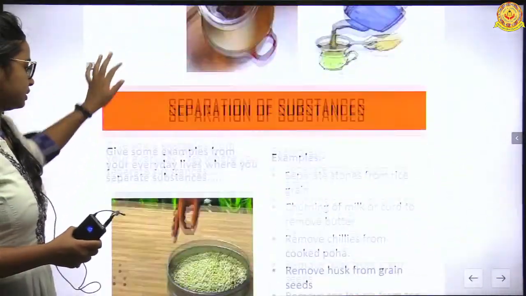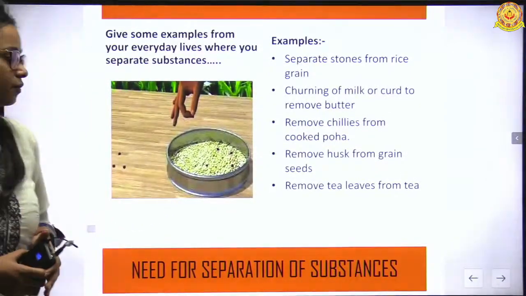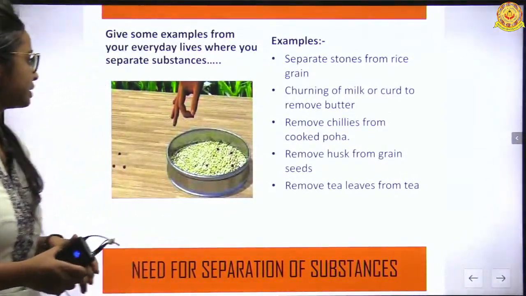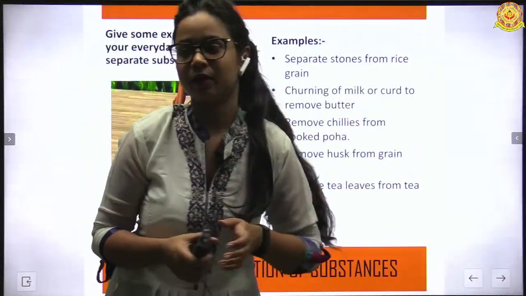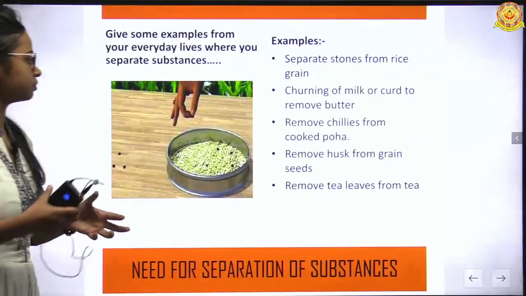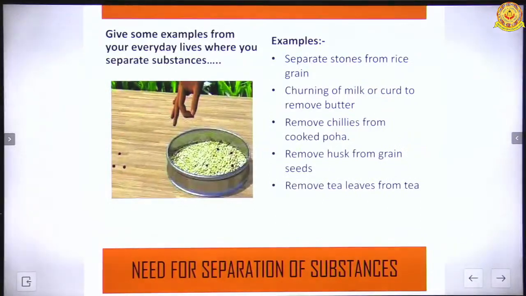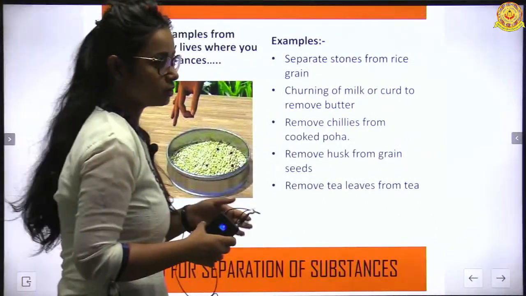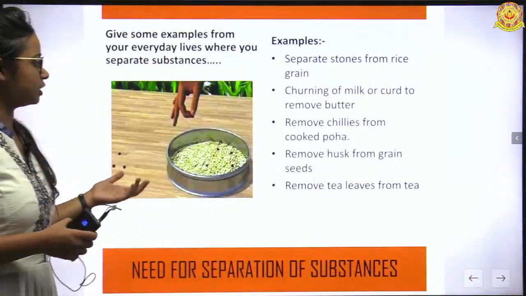Next is separation of substances. Now there are some examples of separation in your daily life. First is separating stone from rice and grains. Have you ever seen that your parents bring some rice and types of cereals, and what your mother does? She just separates the stones and unwanted materials from that mixture. So that is an example of separation of substances.